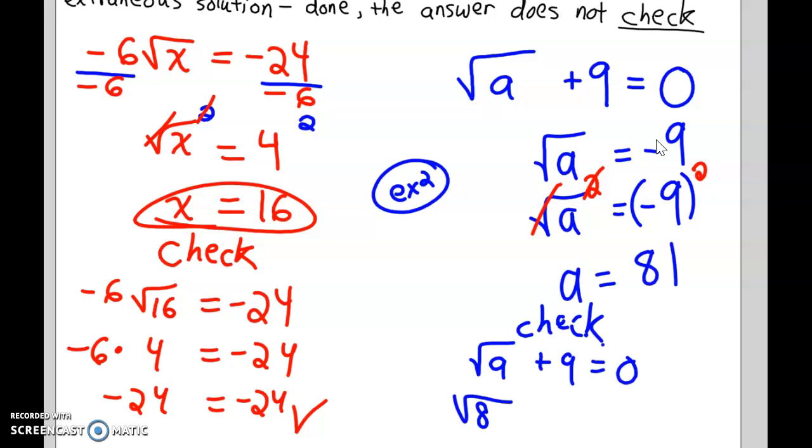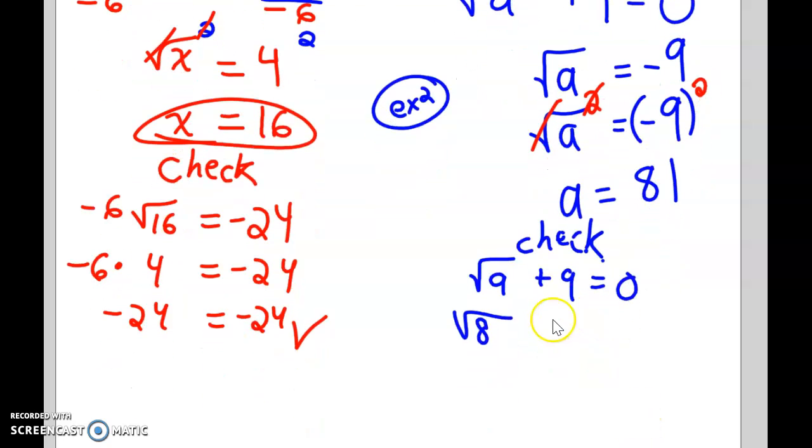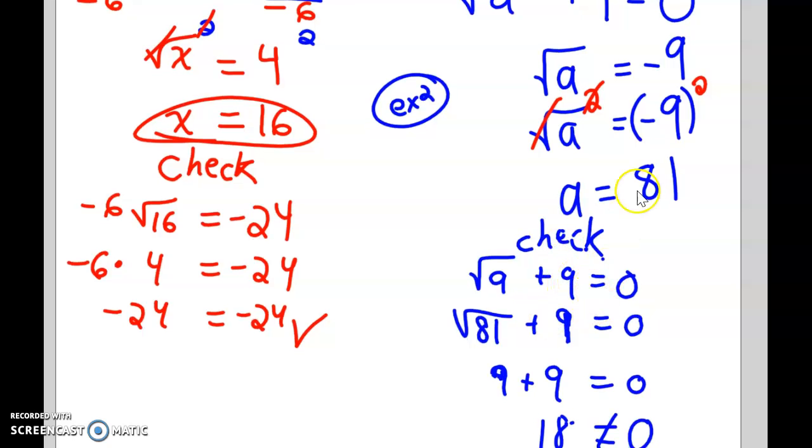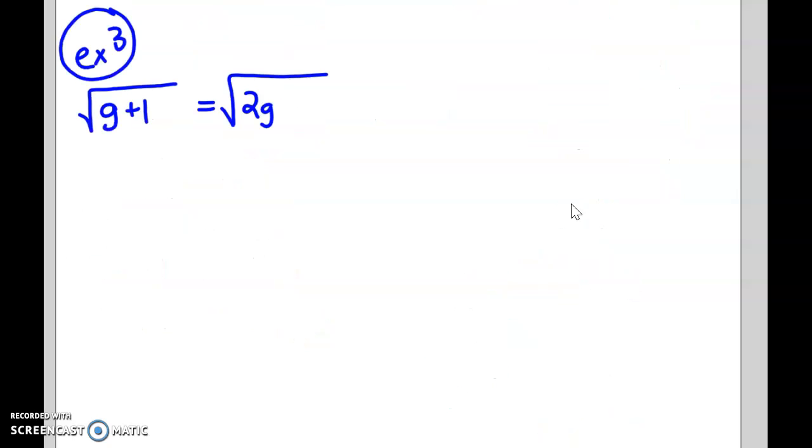Let's check 81. When you check 81, you get the square root of 81 plus 9 equals 0. 9 plus 9 equals 0, 18 equals 0. It doesn't work. That means this answer is not correct. It is extraneous. All right, next.